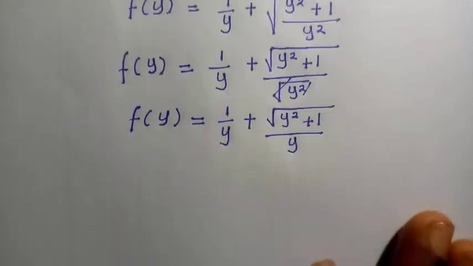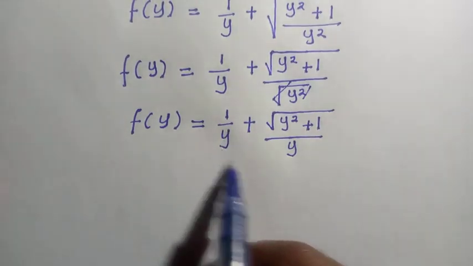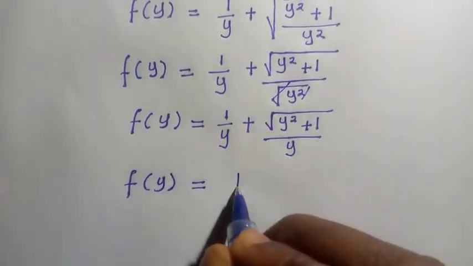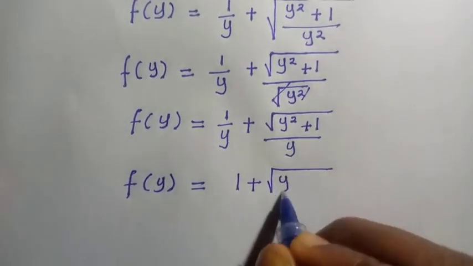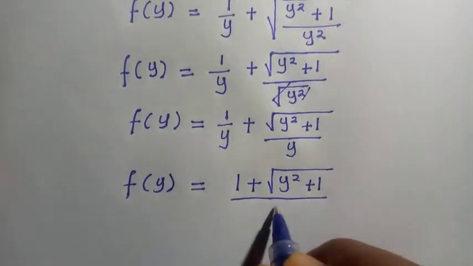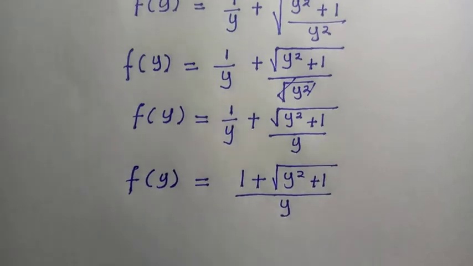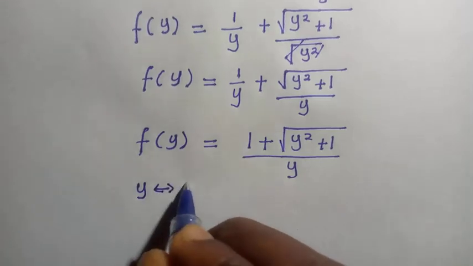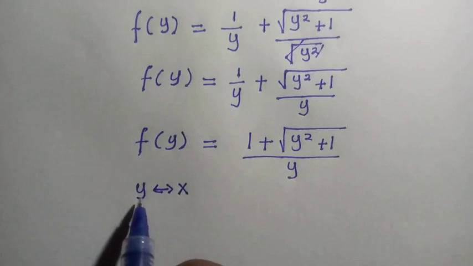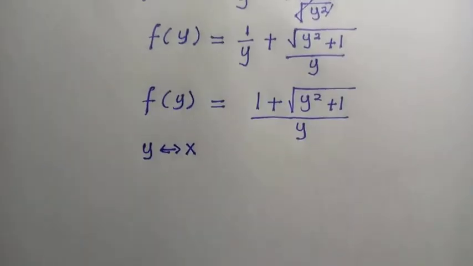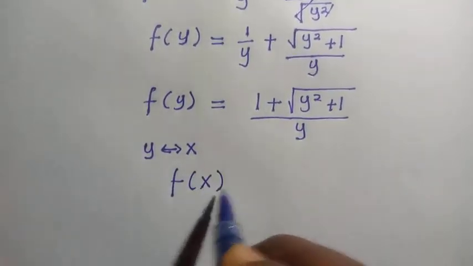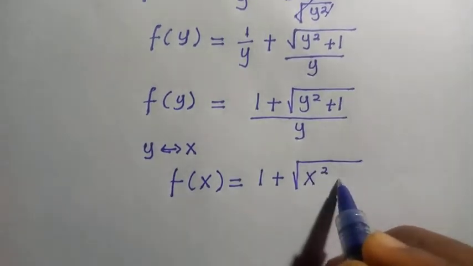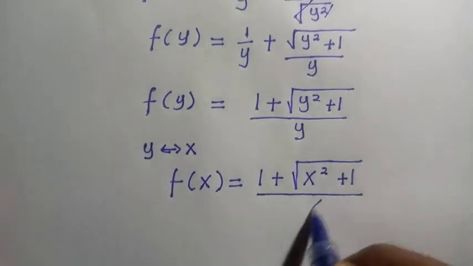So if this is cleared, then we have this as y at the denominator, this also y at the denominator, so we can rewrite this thing in a proper form as f of y equals 1 plus the root of y square plus 1 all divided by y. And we need to find f of x, and this is f of y. We should note that y and x, they are members of real number, so we just have to replace this y with x, so that we have f of x equals 1 plus the square root of x square plus 1 divided by x.